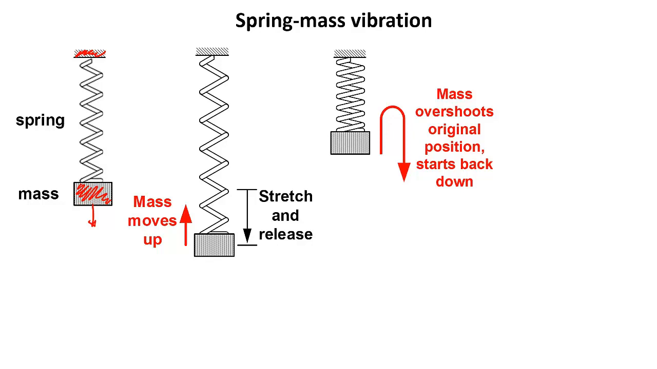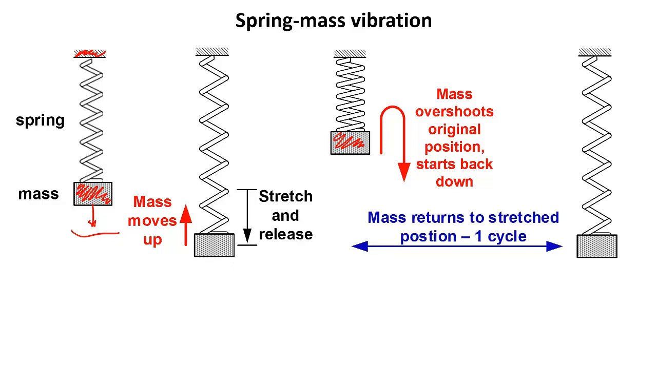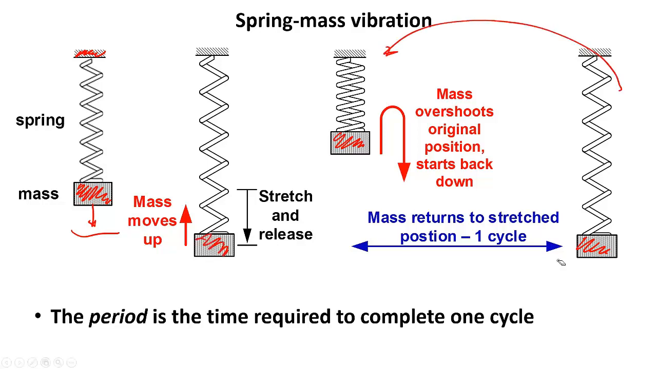Eventually, though, the mass will reach its highest point. Now, the mass will start to fall back down and likely pass this original position and come back here. Once it gets back to its lowest position, the mass will bounce up to the top point again, and the cycle will repeat itself. The trip from the bottom position here up to the top position here, and then back to the bottom position is called one cycle of the vibration.